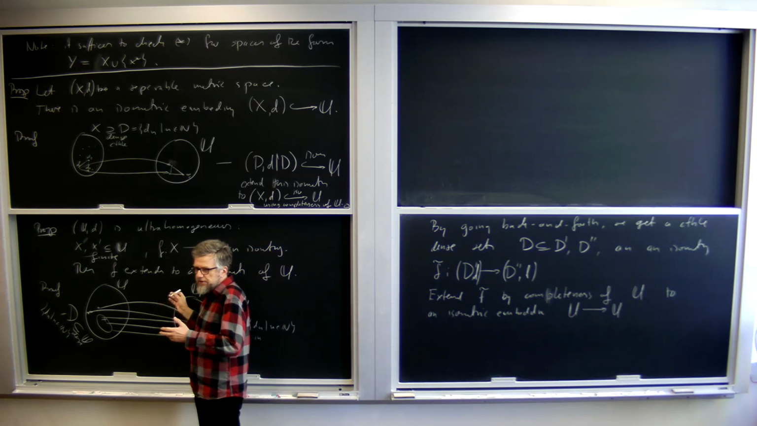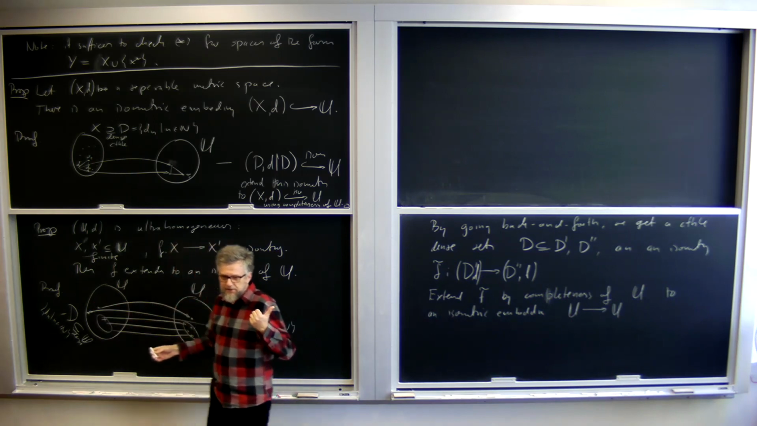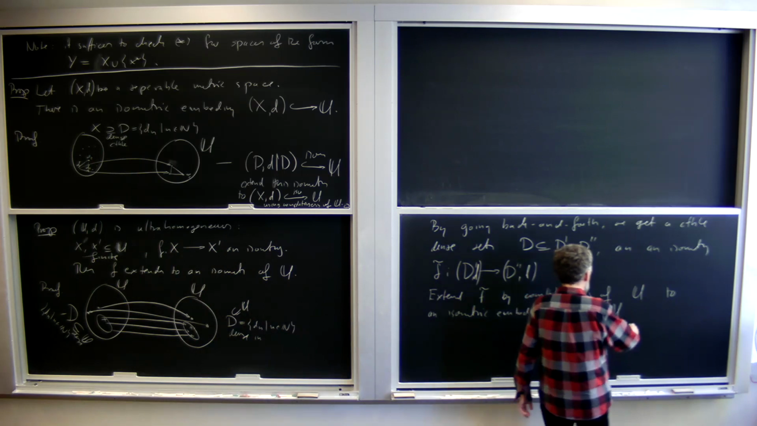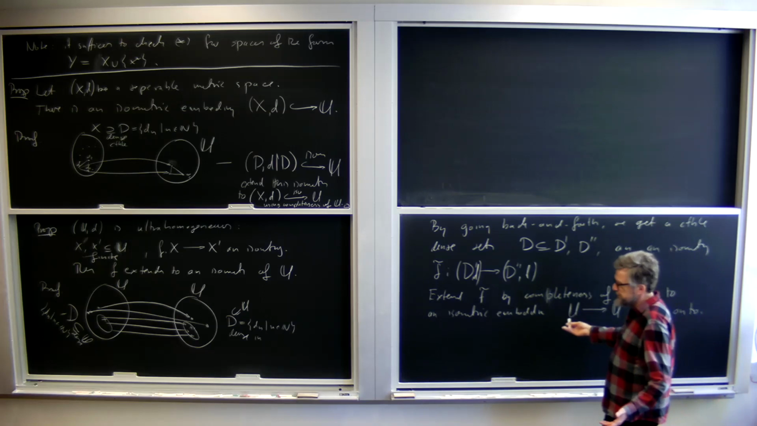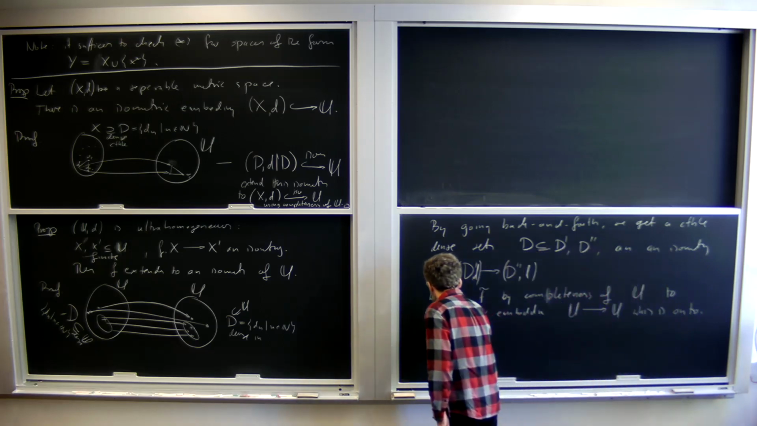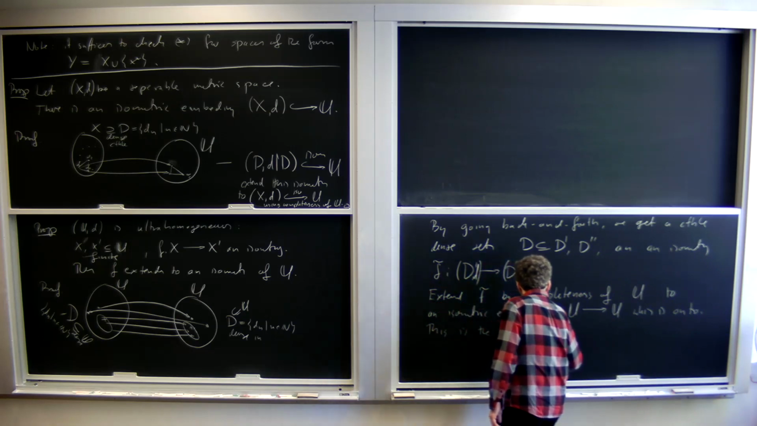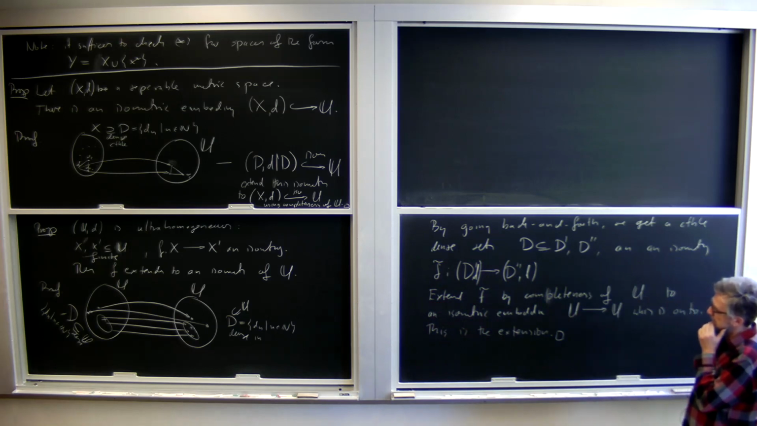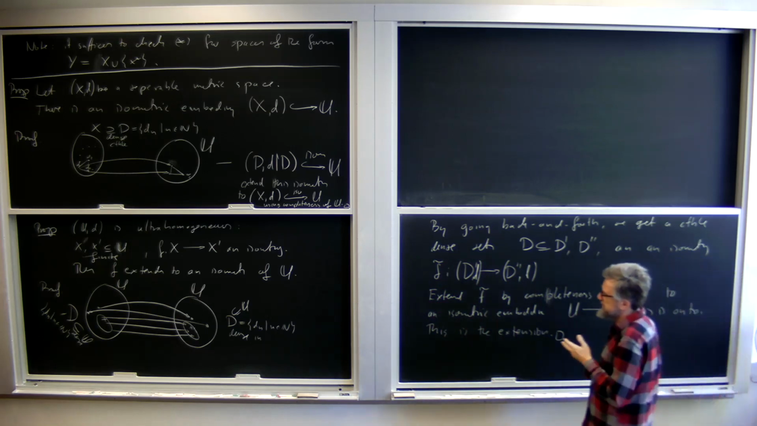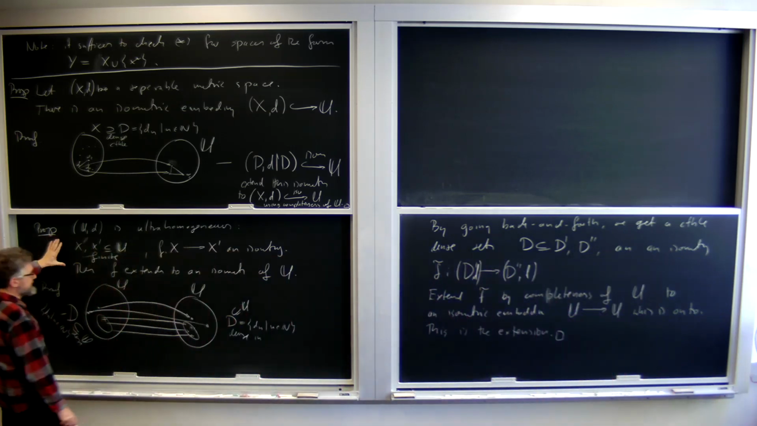But because the situation is symmetric, it has an inverse going the other way, that is also an isometric embedding. So it's actually a bijection, it's onto. So this gives me an extension. This is the extension. So we proved that each finite isometry extends to a full isometry. Fine. So this is proved.